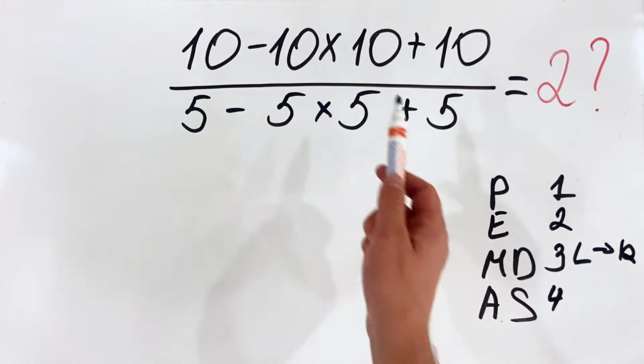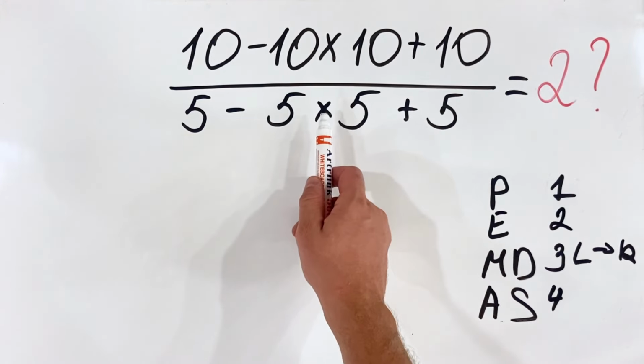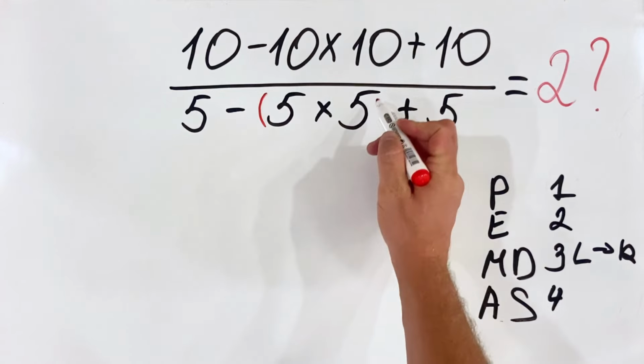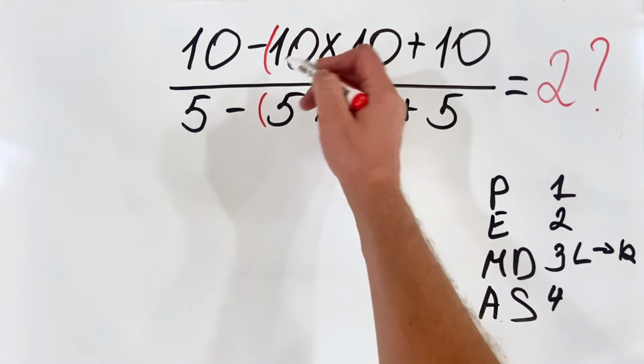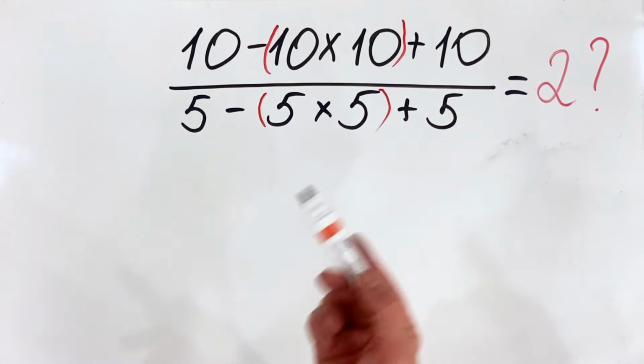In this case, we don't have the parentheses and the exponents, but we have multiplication. To be able to solve this type of equation more easily, always add brackets. Because we added brackets, now we know that we need to do multiplication in the first place.